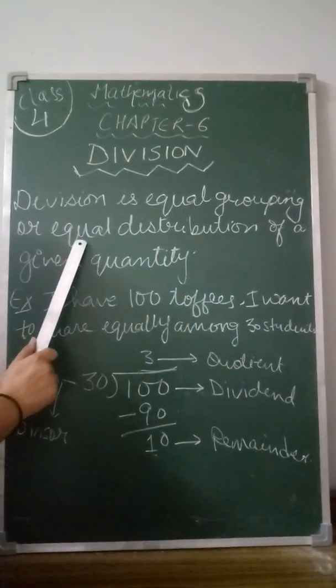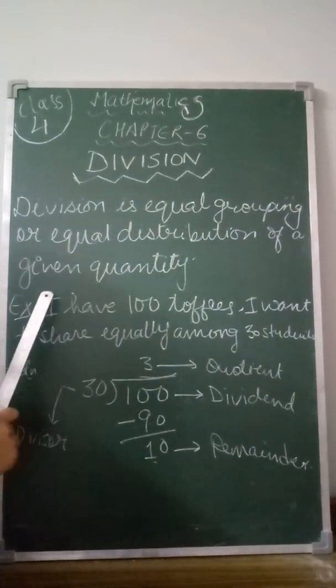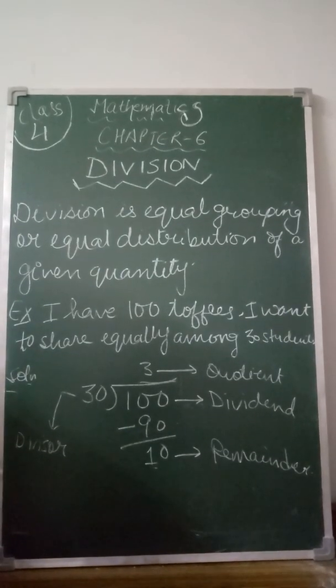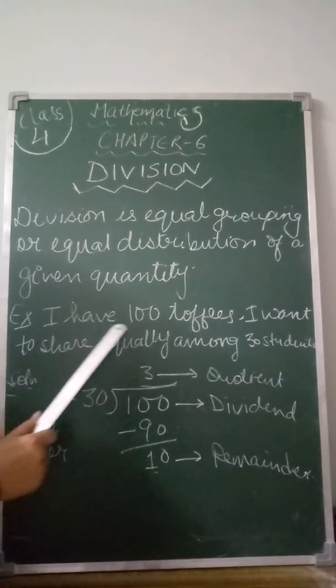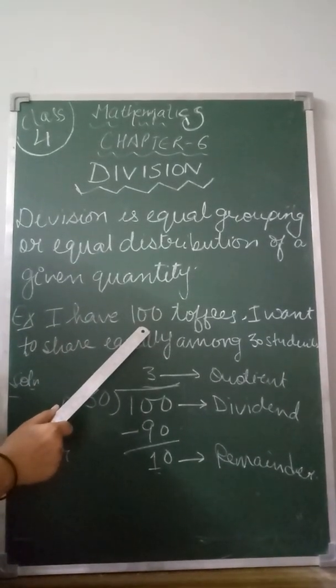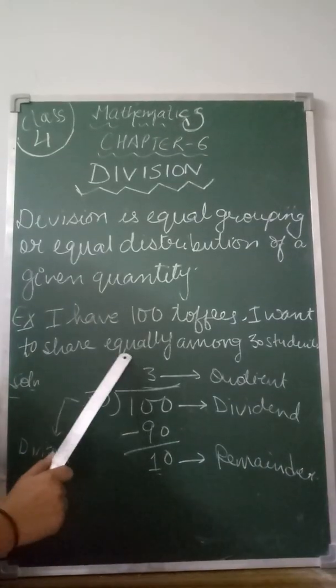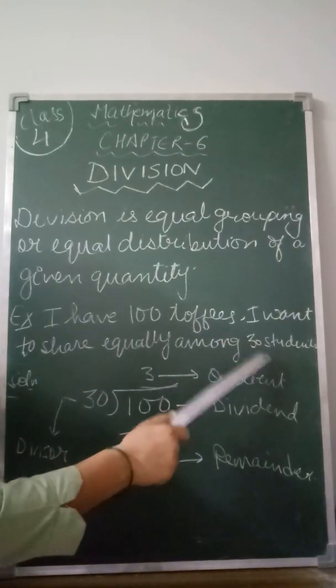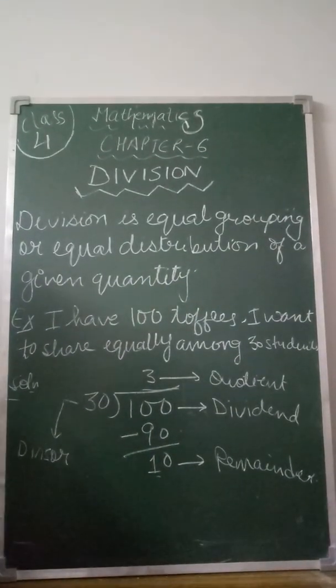Okay, students. As I discussed, division is a repeated subtraction, but division is also called equal grouping or equal distribution of a given quantity. Let's have an example. I have 100 toffees. So this is the given quantity, the number of toffees. I want to share them equally among 30 students. So how can we distribute this?